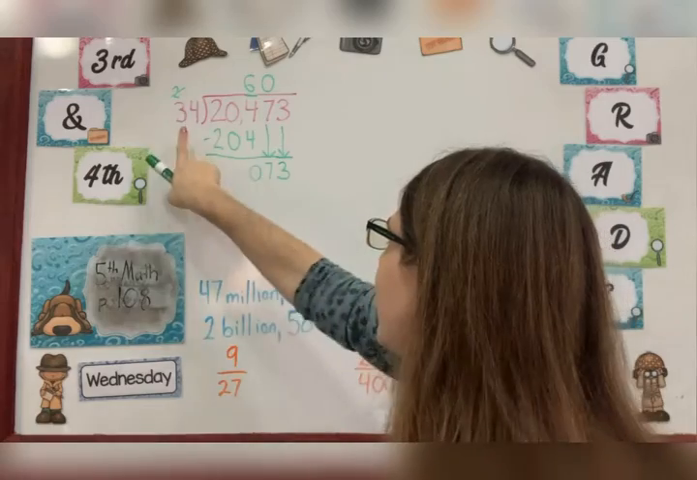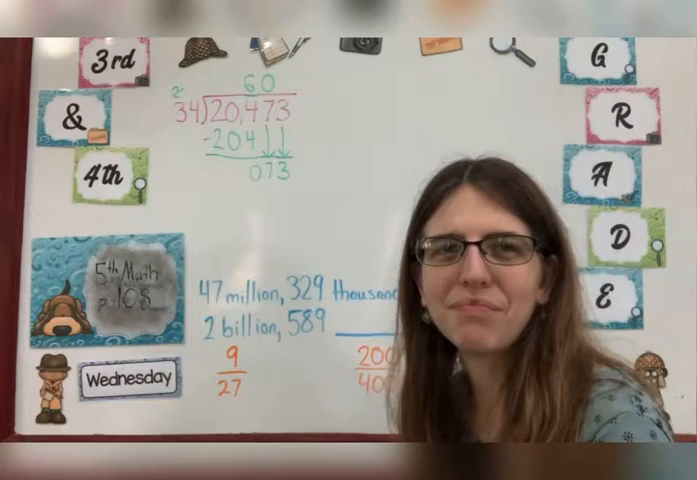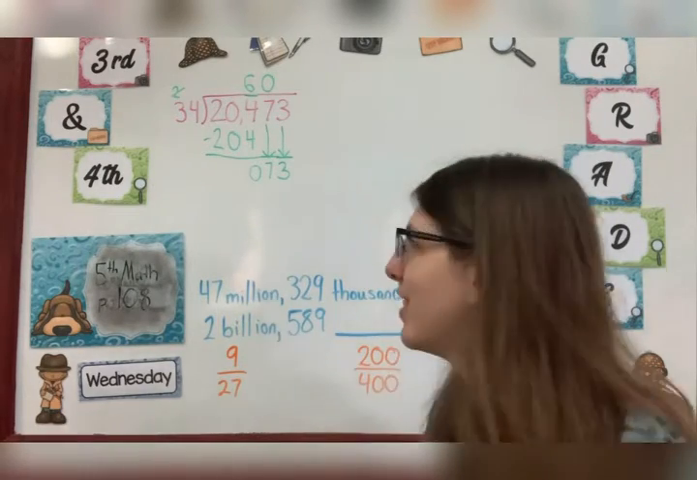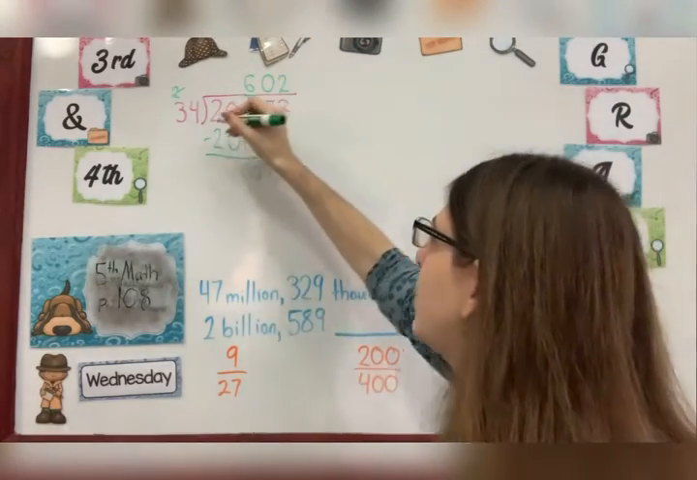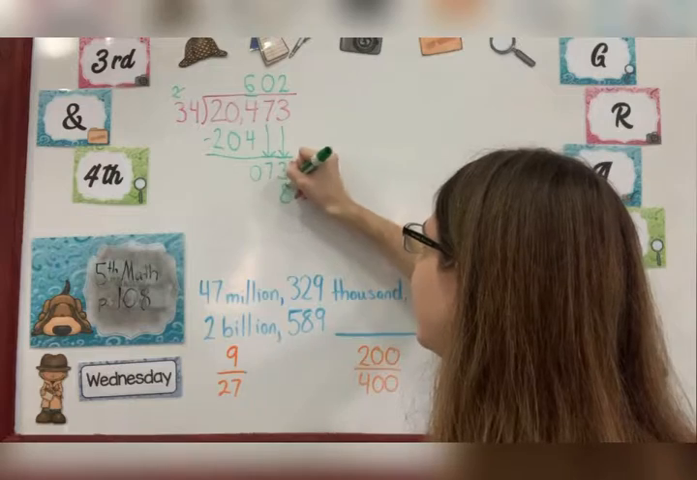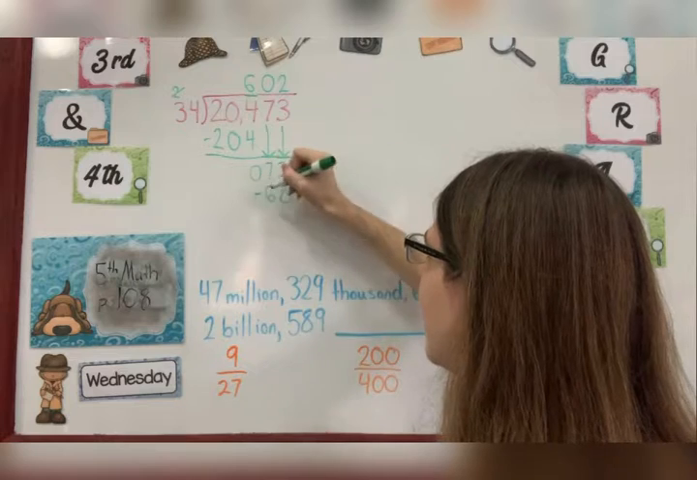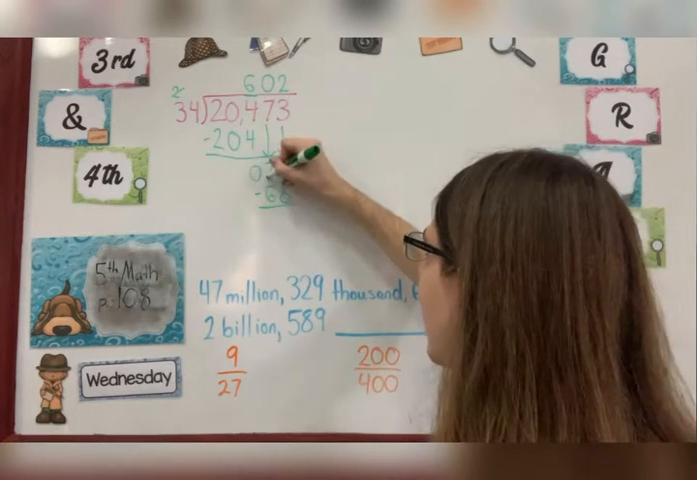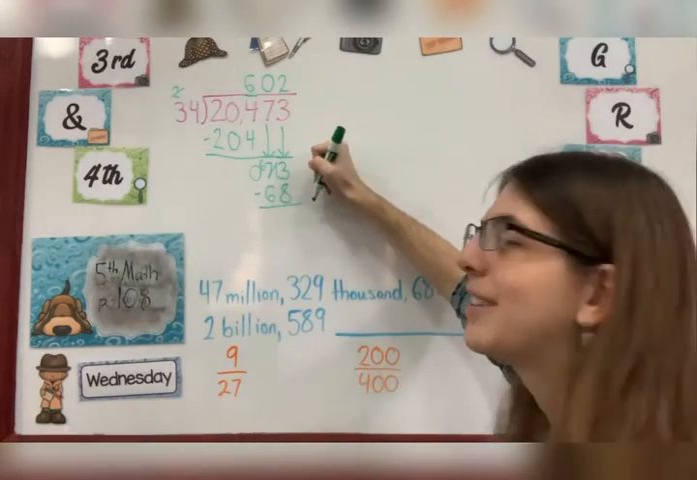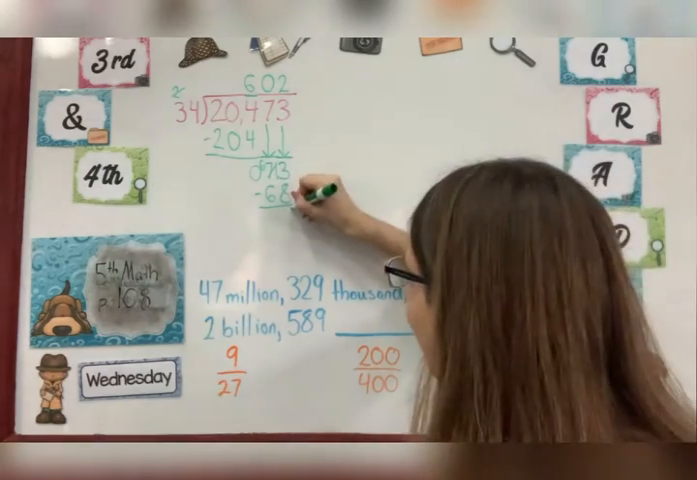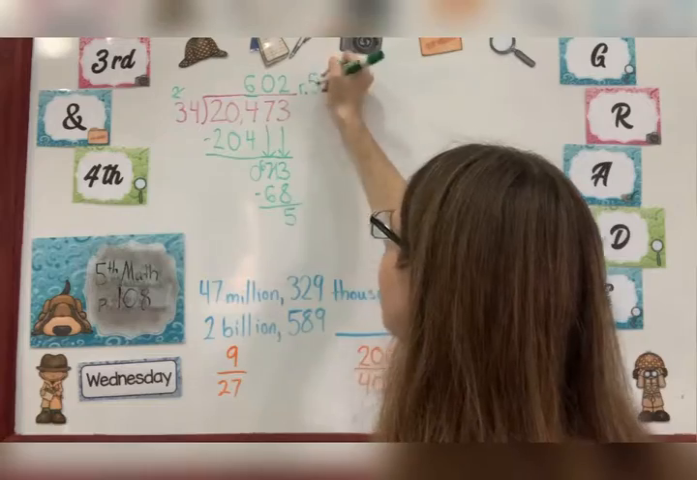So now I have 73 divided by 34. How many times would 3 go into 7? 2 times, right? So I'm going to assume that 2 is the best number to use. 2 times 4 is 8. 2 times 3 is 6. Go ahead and subtract. I have to borrow, leaving me with 6 here and making this 13. 13 minus 8 is 5. Very good. Is 5 less than 34? Yes. So it is my remainder.